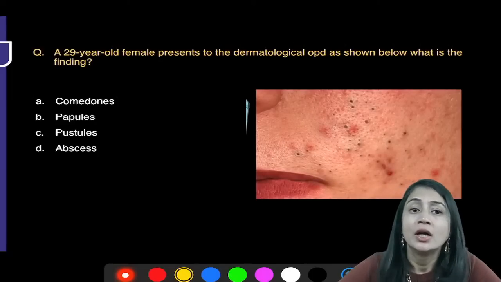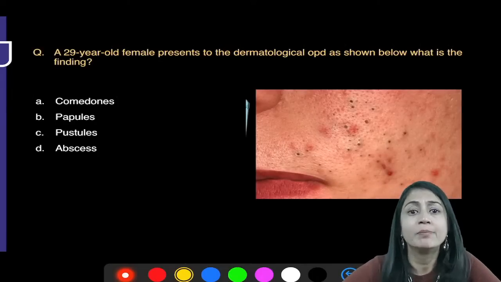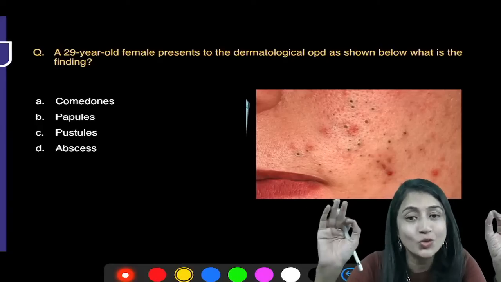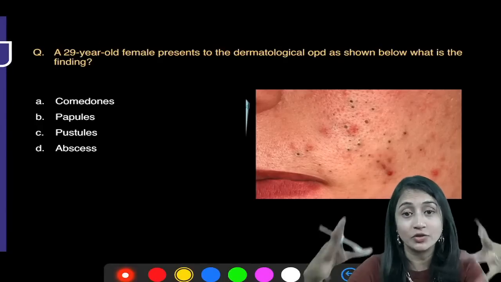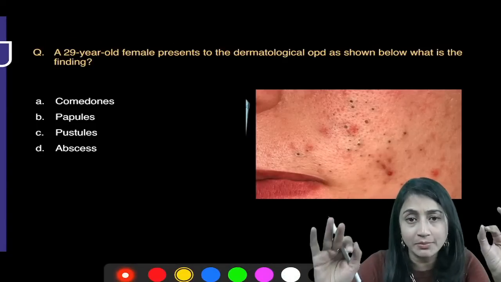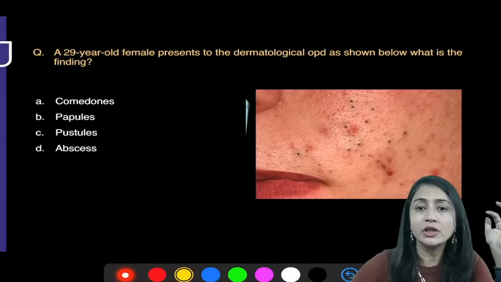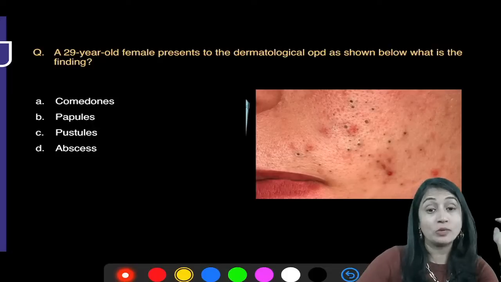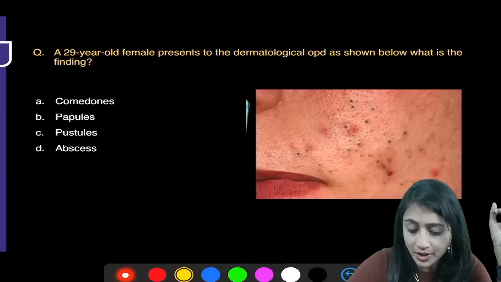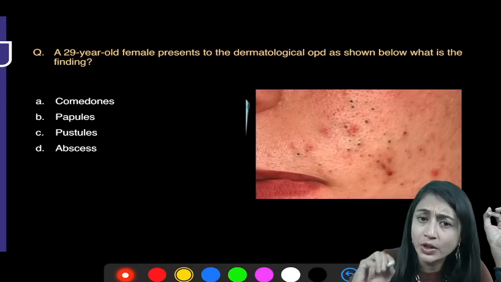Next question, a 29-year-old female presents to the dermatology OPD with this finding. Again, we do not have the actual image, so I cannot tell you what the image was that was given to you, but I think it was something similar. If they had given you an image like this, it's a little confusing because you see a lot of lesions here. But look at the predominant lesion.